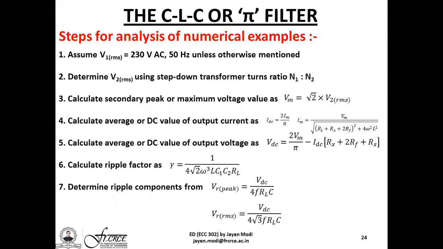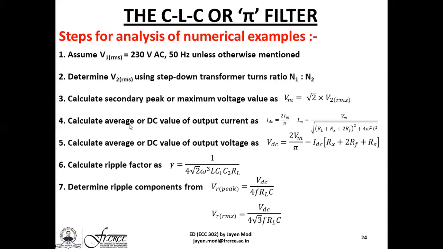Once we have with us the primary AC input supply, we can easily calculate the secondary voltage RMS value using the step-down transformer turns ratio N1 is to N2 from the standard transformer equation where V1 upon V2 is equal to N1 upon N2. Here, keep in mind that V1 and V2 both either have to be RMS values or peak values or ultimately peak to peak values. Point number 3 states that the secondary peak value or the maximum voltage obtained across the secondary given as Vm can simply be obtained by multiplying root 2 with the secondary RMS voltage. So we have Vm is equal to root 2 into V2 RMS.